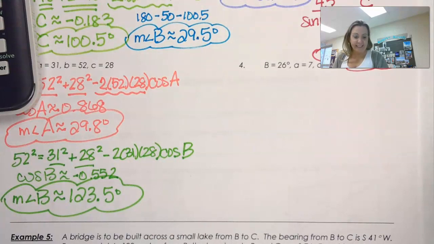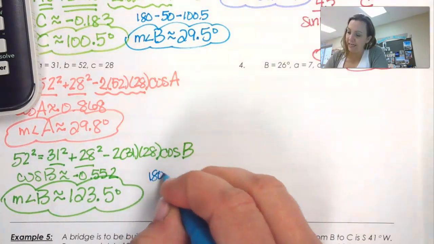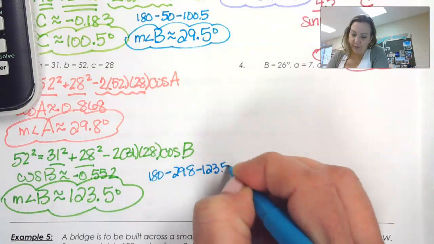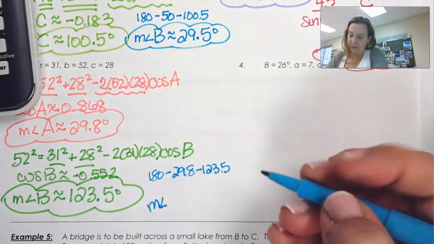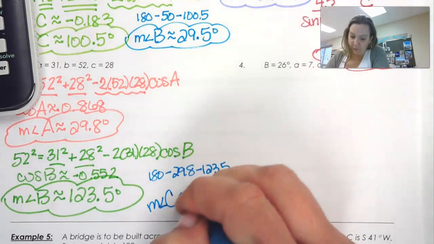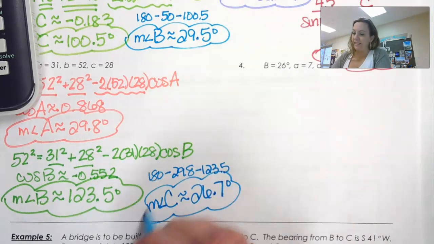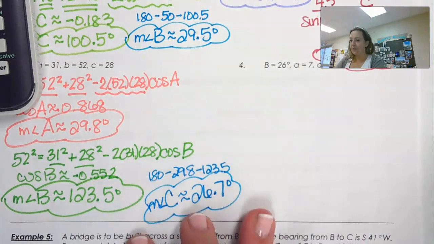Well, now we have the nice easy part. We know 2 of these angles, so we can take 180 minus 29.8 minus 123.5, and that gives us the measure of angle C, which will be about 26.7 degrees. And I don't need to see this subtraction work. I'm just being dramatic. That's what I do. All right.